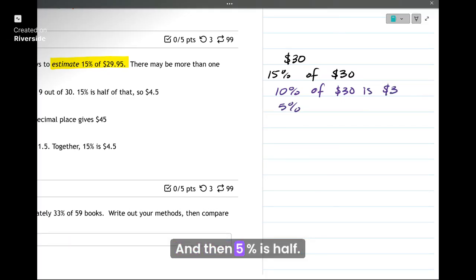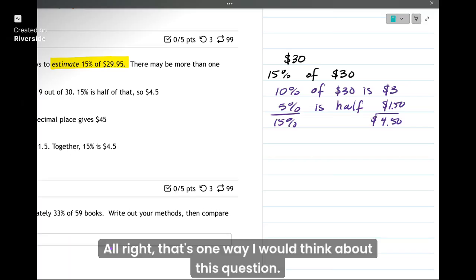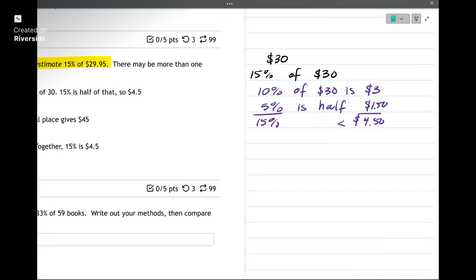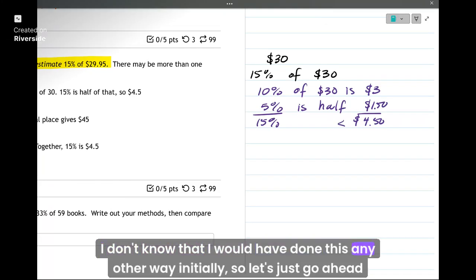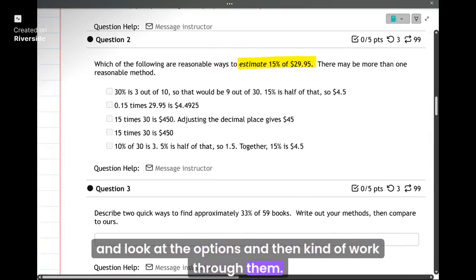And then 5% is half. So that's going to be $1.50. Put them together, that's 15%. Therefore, we get $4.50. All right, that's one way I would think about this question. Now, I know the actual answer is going to be slightly less, but we're estimating. I don't know that I would have done this any other way initially, so let's just go ahead and look at the options and then kind of work through them.